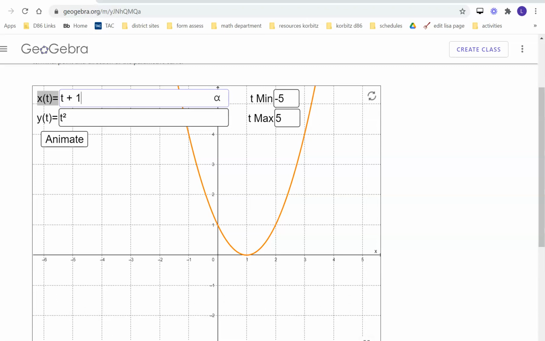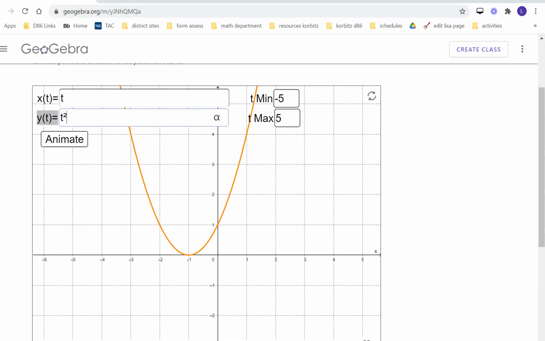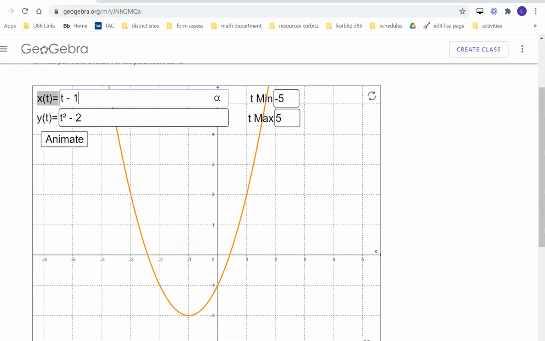We're so well trained with the transformations. But notice with parametrics, what you see is what you get. You're actually adding 1 to the x coordinate. So let's go ahead and do t minus 1 and see what happens. Notice you moved left. Very interesting. What would happen if you did t squared minus 2, something like that? Let's try it. Notice it actually moved down. Very interesting. So again, transformations, inverses, very interesting.